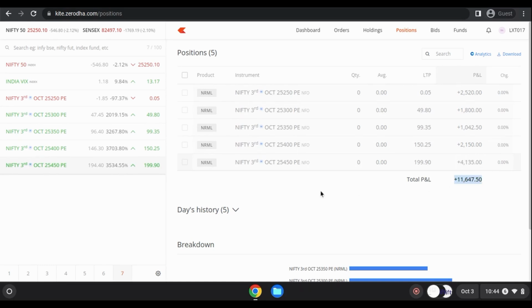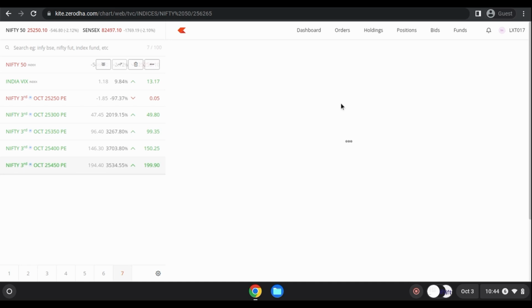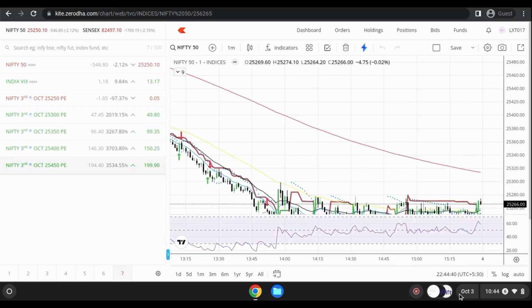Why did I take all the puts today? Because according to my analysis, according to my daily bias, I was completely negative on the Indian market today. I'll show you. Let's open the Nifty 50 chart here. If you can see, it's October 3rd today.